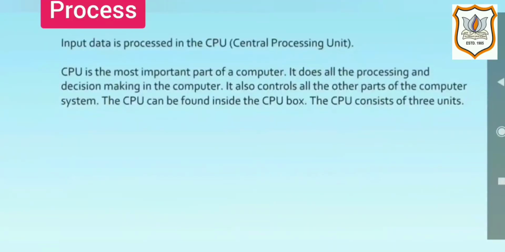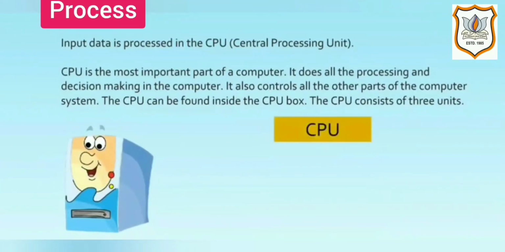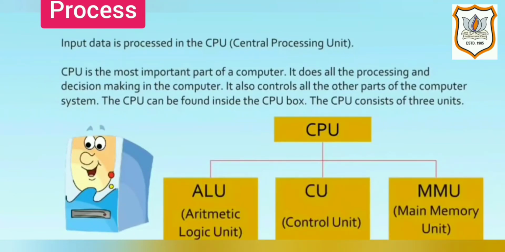Process. Input data is processed in the computer CPU. CPU is the most important part of a computer. It does all the processing and decision making in a computer. It also controls all the other parts of the computer system. The CPU can be found inside the CPU box. CPU consists of three main units: ALU, CU, MMU.